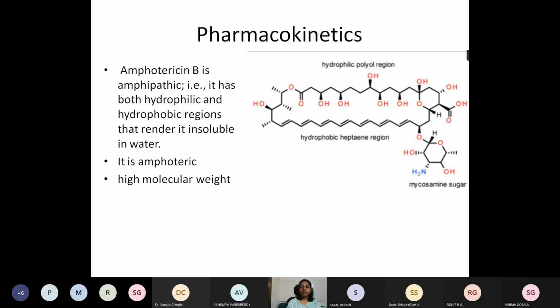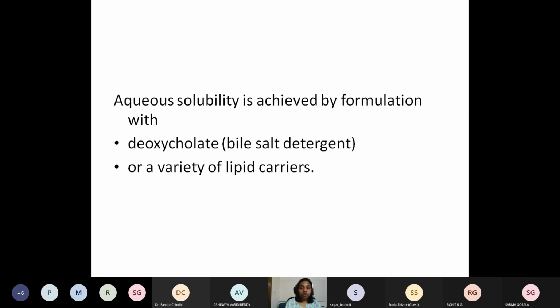Coming to the pharmacokinetics, the name amphotericin comes because it has an amphipathic and amphoteric nature. If you can see here, it has a hydrophilic region and a hydrophobic region. This is important because this binds to the sterols and this binds to the phospholipid areas. It can also act as a weak acid and weak base, that is amphoteric, and it has a very high molecular weight, so it is not soluble.